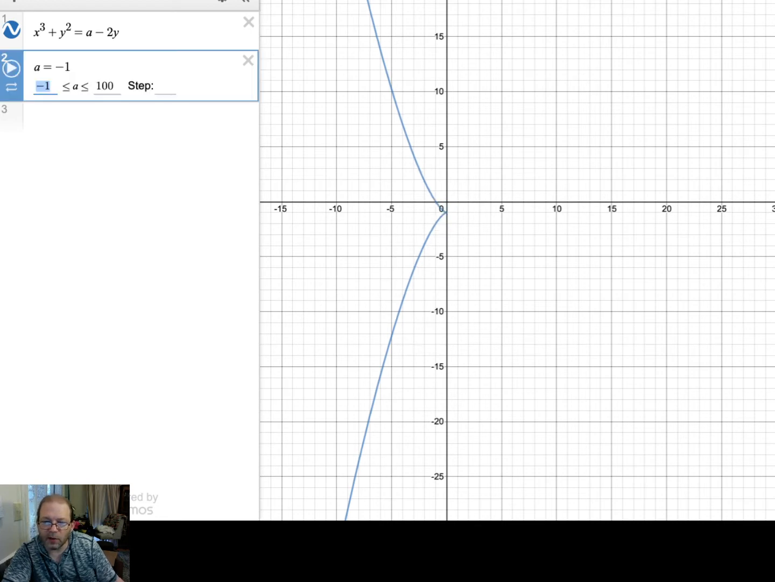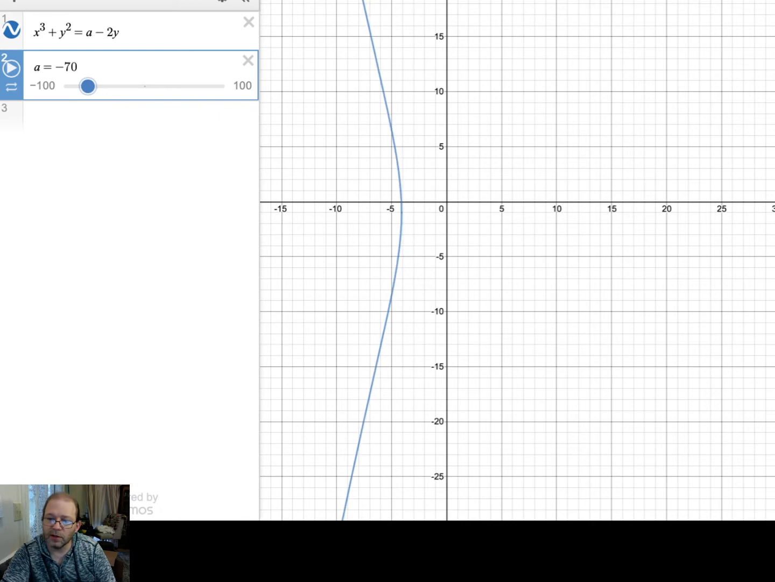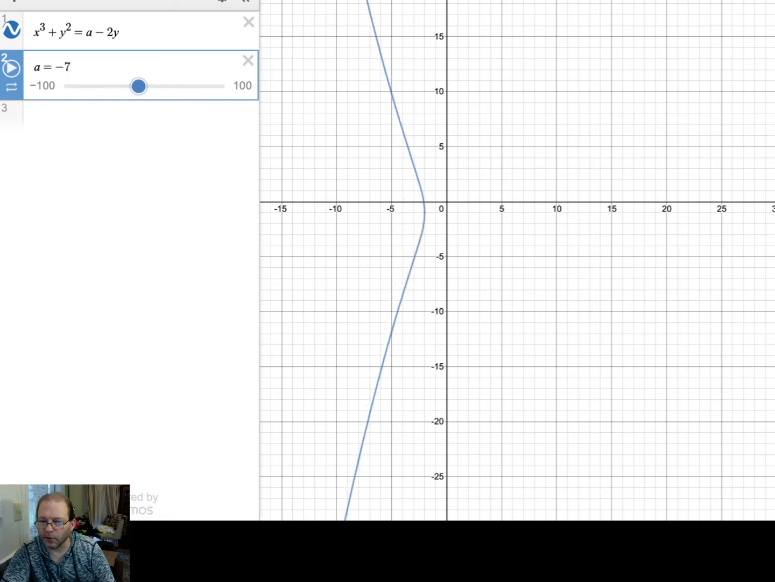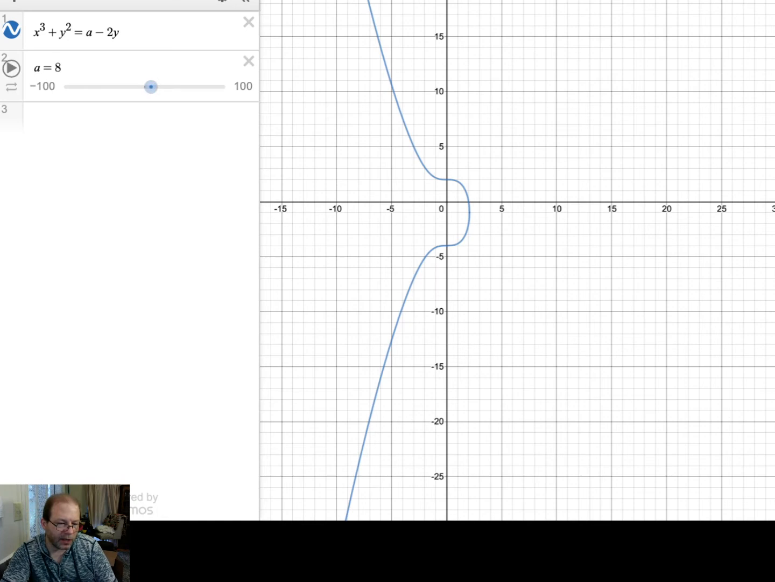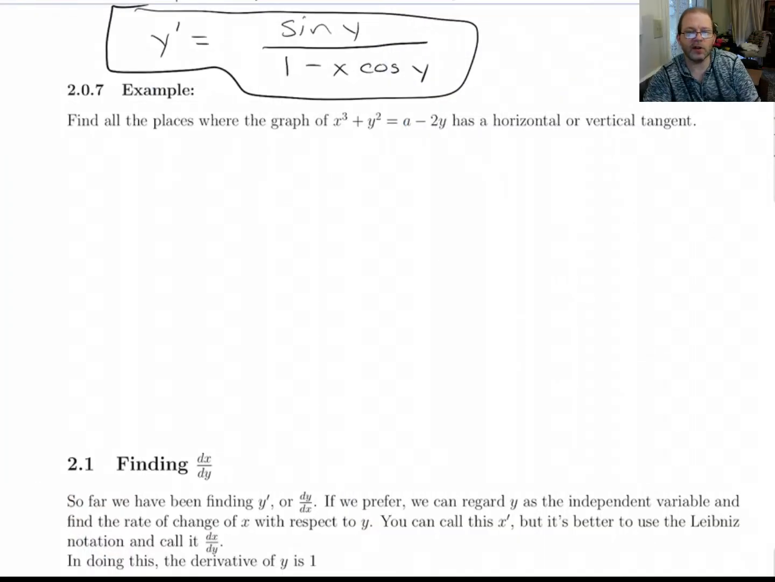Now, if we let a go below -1, so let it go from -100 to 100, if we come back here, instead of a bump, it's just sort of a curve. All right, so let's go back and figure out where this thing has a horizontal and where it has a vertical tangent. Keep in mind, horizontal tangent means y prime is 0. Vertical means y prime is undefined.